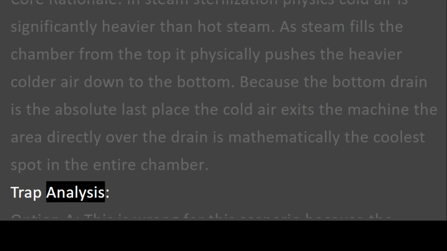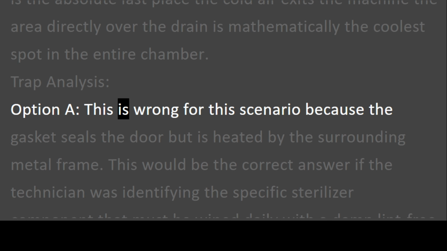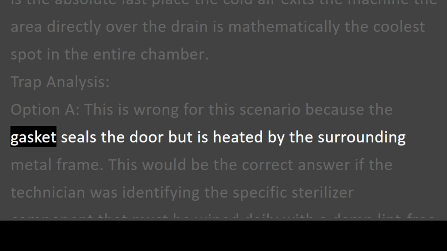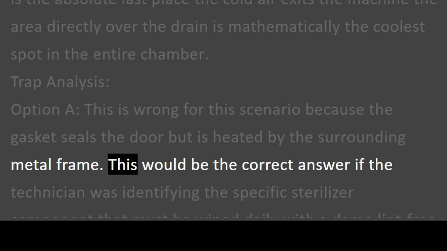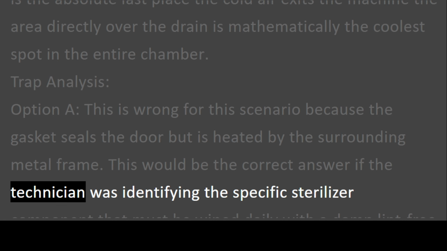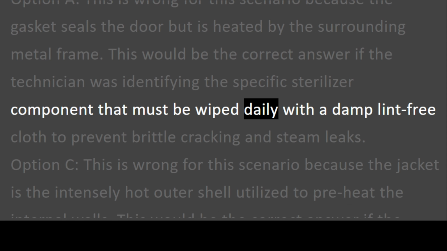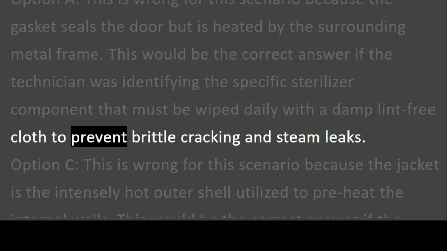Trap analysis. Option A. This is wrong for this scenario because the gasket seals the door but is heated by the surrounding metal frame. This would be the correct answer if the technician was identifying the specific sterilizer component that must be wiped daily with a damp, lint-free cloth to prevent brittle cracking and steam leaks.